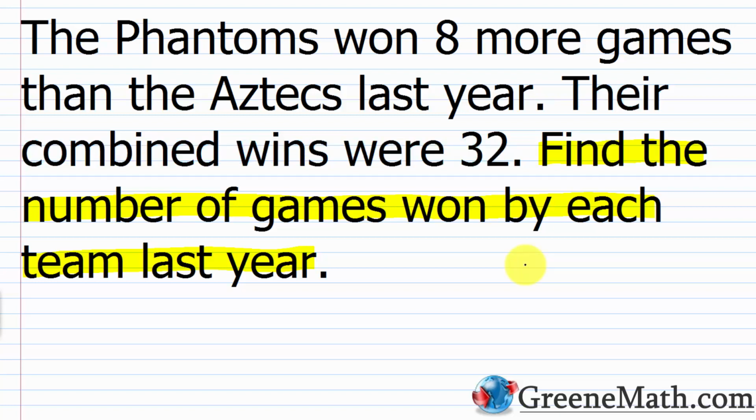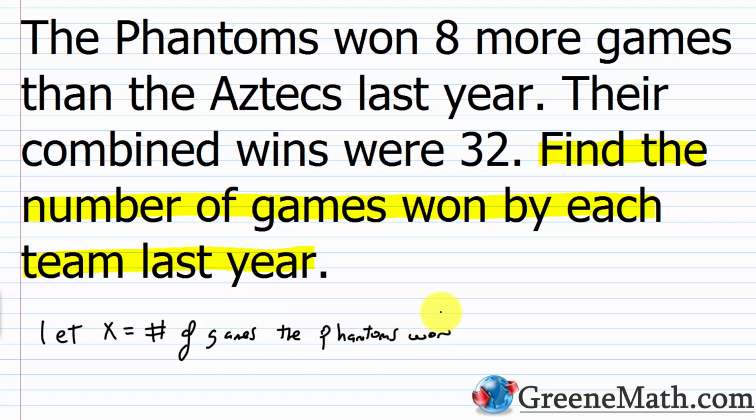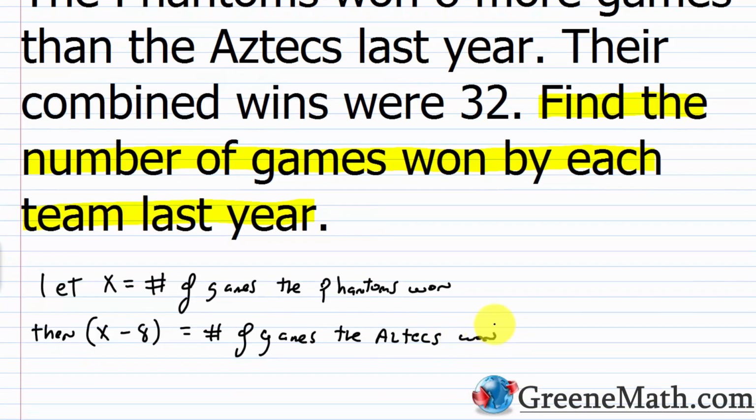So one question you might have is, what if I started out by saying, okay, well, the number of games that the Phantoms won would be represented with X. So let's try it that way. Let X equal the number of games the Phantoms won. So then X minus 8 is now the number of games the Aztecs won. So you can do it either way. It doesn't really matter. You're going to get the same answer.